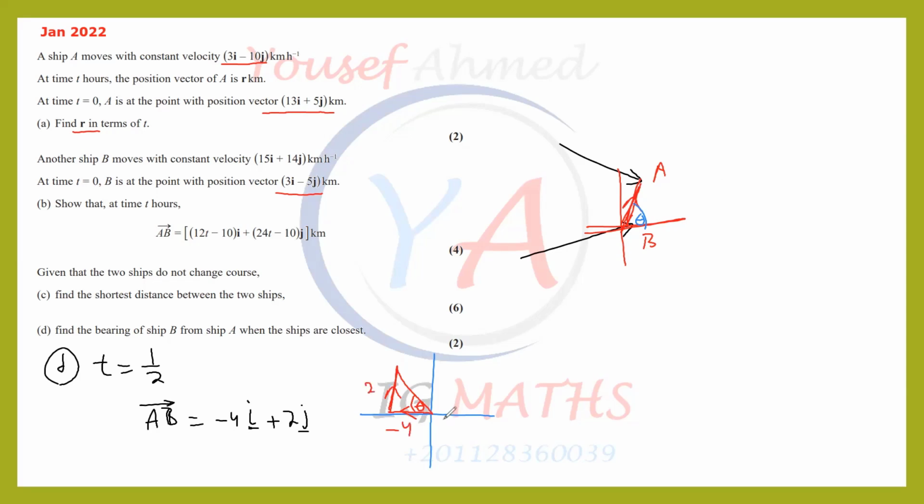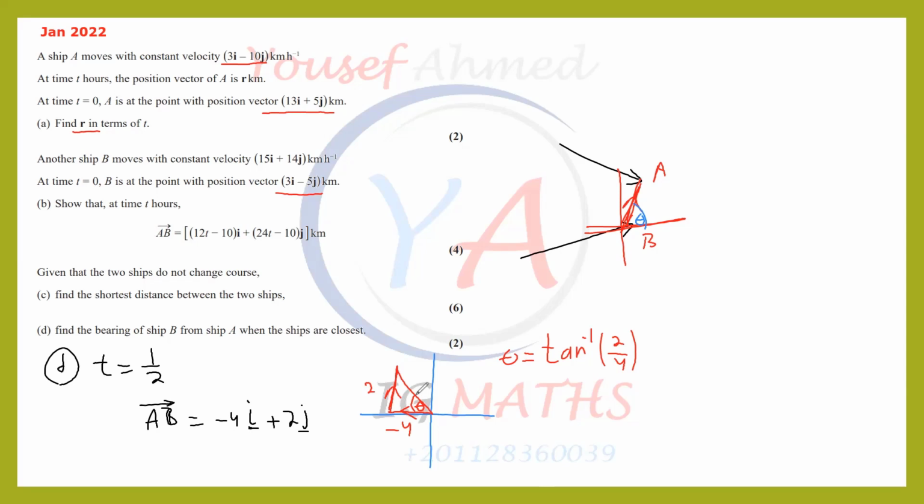If I get this angle, I will add 270 degrees to it. So I will get the angle theta as follows: tan inverse of 2 over 4, which is half. As I said before, it's preferred not to use the negative sign here to get the acute angle itself. So it will be 2 over 4, which is half, and we get the tan inverse of half.